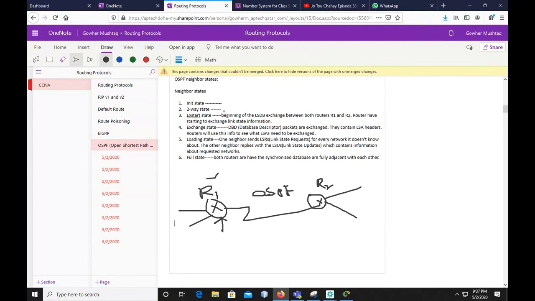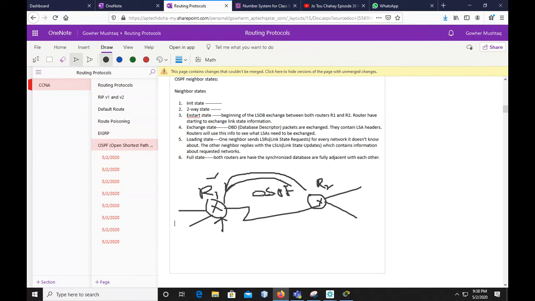The second state is the two-way state. In the two-way state, this R2 has received the hello message and replied with a hello message of its own. So when you send a packet and then the router sends a packet back, you are now in the two-way state. So you have started, now you can go ahead.